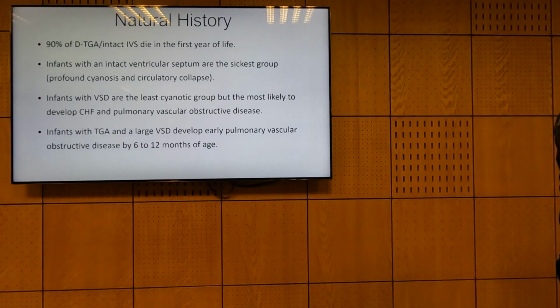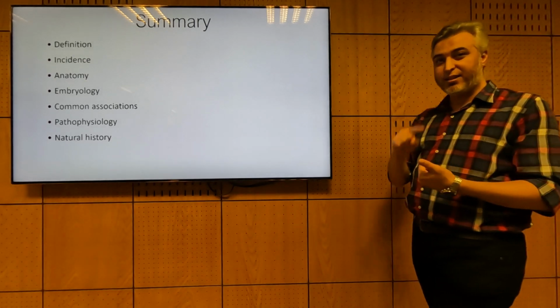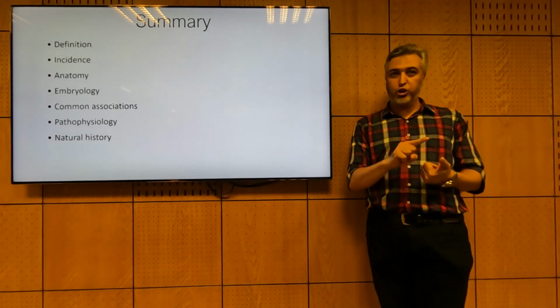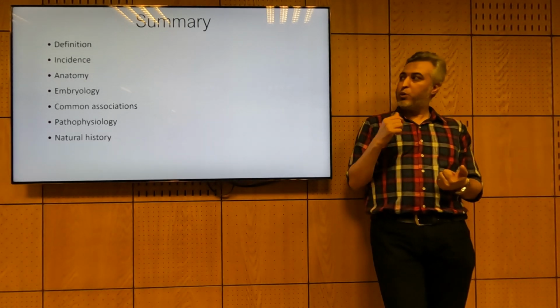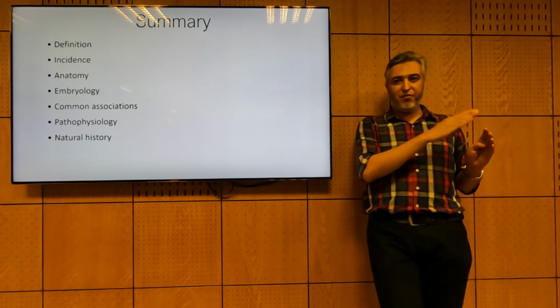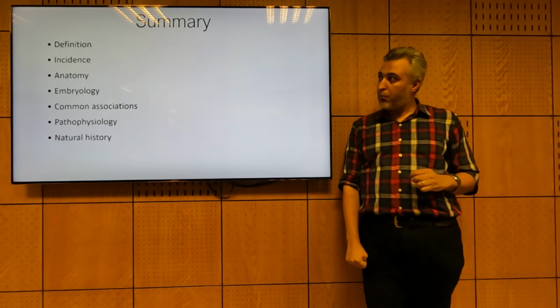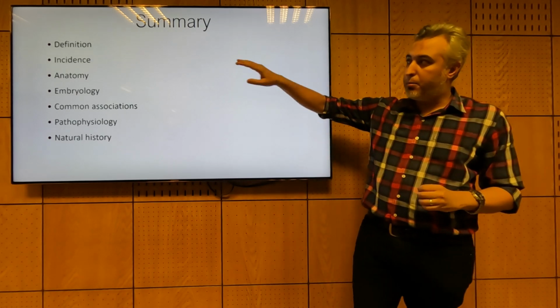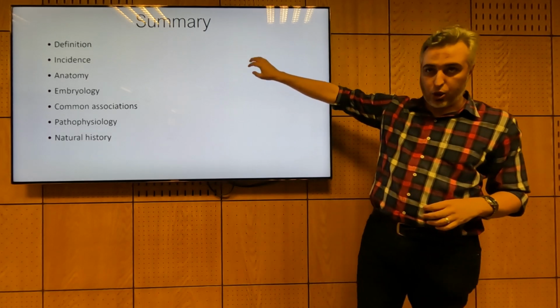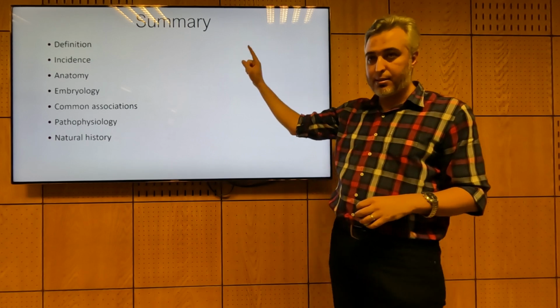So, this is for today. We've discussed TGA. TGA is a really important disease. It's a difficult one and not a rare one. By TGA we mean DTGA, which is AV concordance, VA discordance. It is the second most common cyanotic heart disease, and it is more prevalent in males than females.